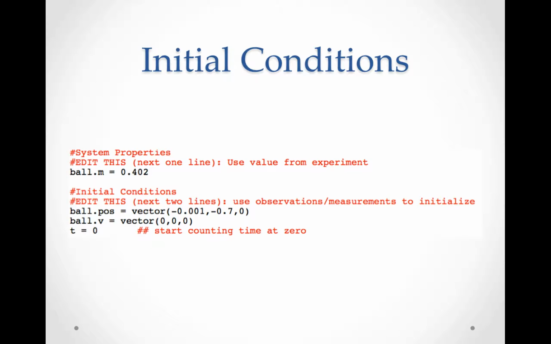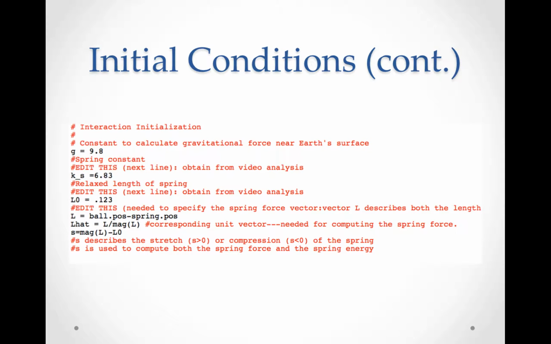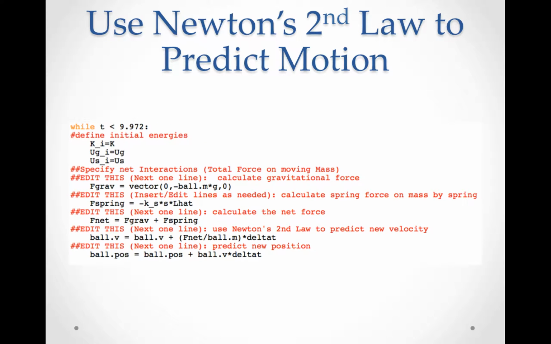Now I could create a Python code to model the motion of the system. I placed these initial conditions of mass, position, and velocity into my code. I also initialized the values needed for my interactions, including G, K sub S, L0, L hat, and S. With these conditions, I created a loop that used Newton's second law to predict the velocity and position of the mass after a small delta t.